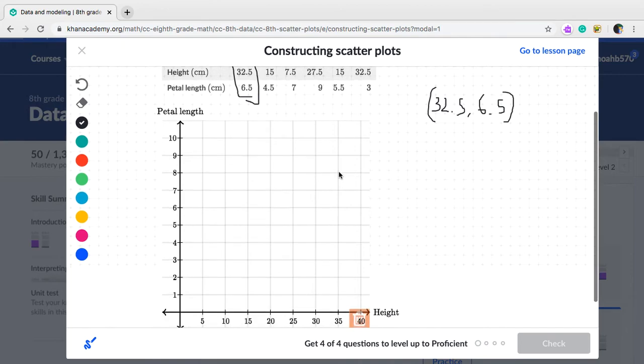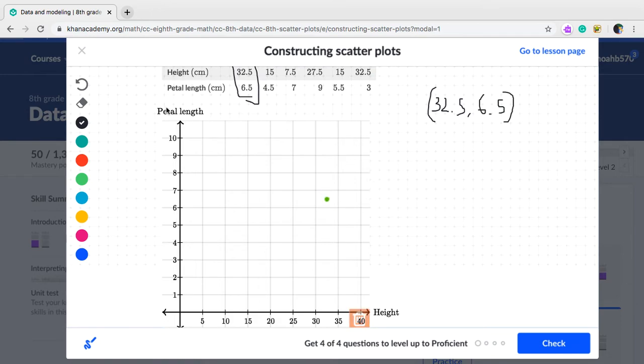So let's plot it. We have to go all the way to 32.5 on this Cartesian plane, and it would be about here, I'd say, yeah, 32.5, because it's halfway. And 6.5 would go up here. You would take it up here. 6.5 would be in between 7 and 6.